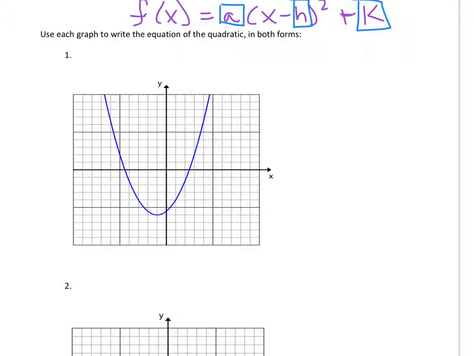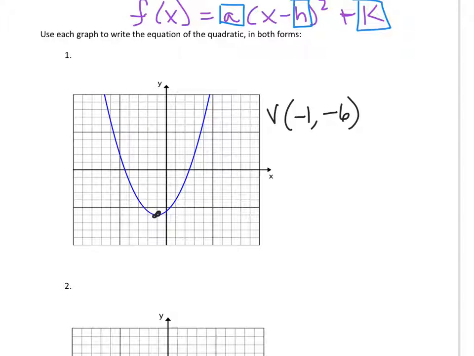Okay, and the two things I can get right from the graph right off the bat are h and k from the vertex. A will take a little bit more work. So if you look here, we can find our vertex on this graph right here. Our vertex is the point (-1, -6) on this graph.